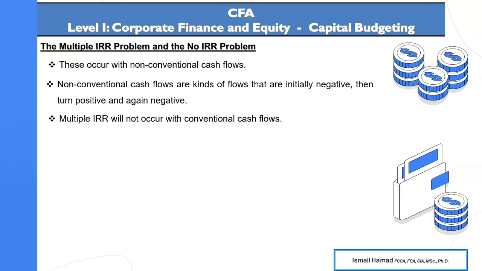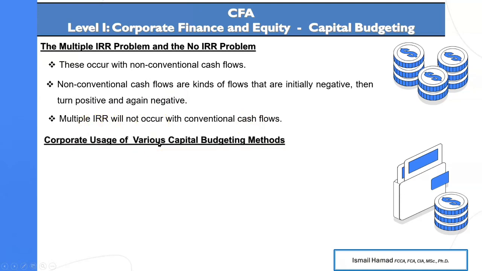The multiple IRR will not occur in conventional cash flows. That is, we have an initial cash outflow that is negative, and then subsequently all are positive. In this case, we call it conventional cash flow. There is no multiple IRR, and there is no issue.